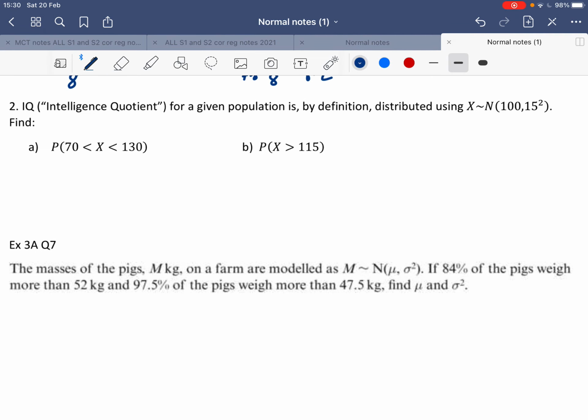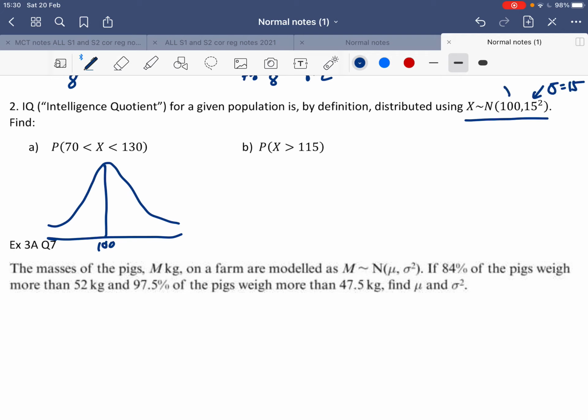Okay, number 2. Intelligence quotient for a given population is distributed with this. So let's get a diagram. We've got mean 100, this is 15, and we're going between 70 and 130. So there's 70 and there's 130. That's got a gap of 30 between each one, which is 2 lots of the standard deviation. So 2 sigma there and 2 sigma there.